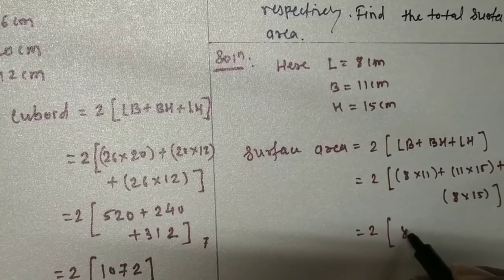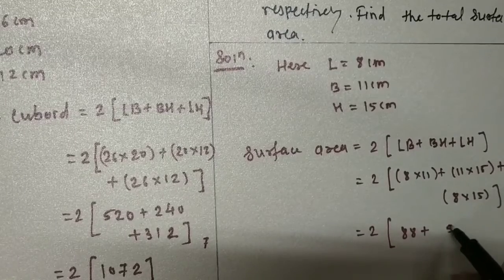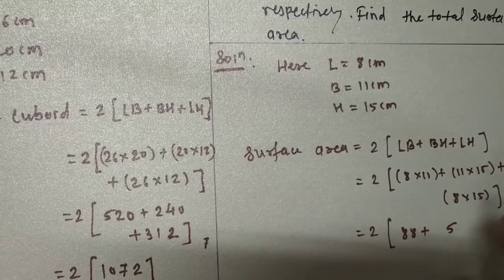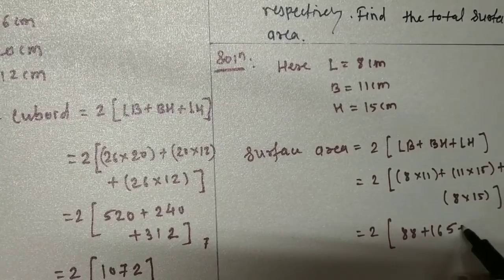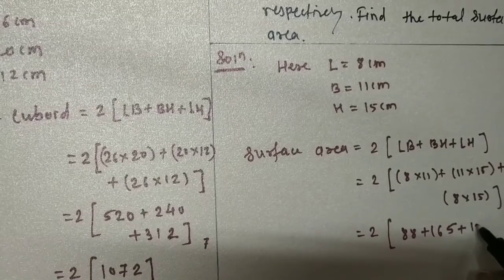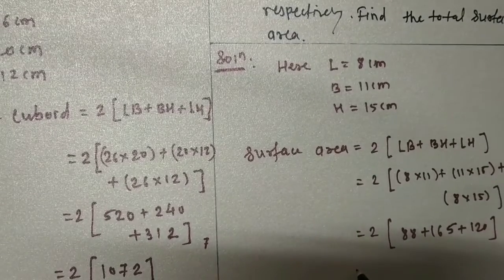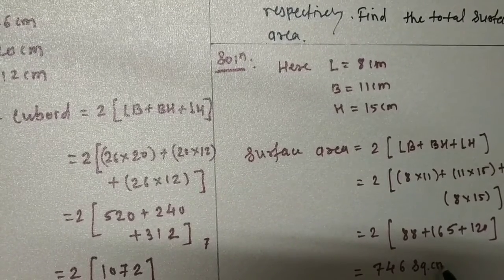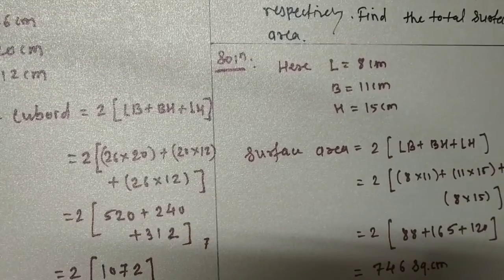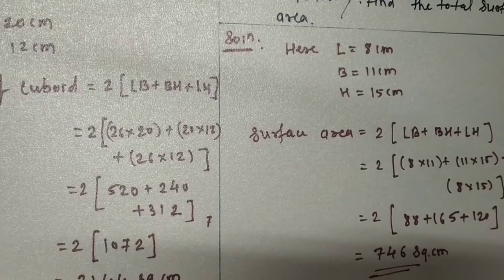What is 8 into 11? 88, plus 11 into 15. 11 fives are 55, 11 ones are 11 plus 5 is 16, so 165. Plus 15 into 8, which is 120. If you simplify this, you will get the answer 746 square centimeter. If you add this and multiply, 746 square centimeter is the surface area of this cuboid.